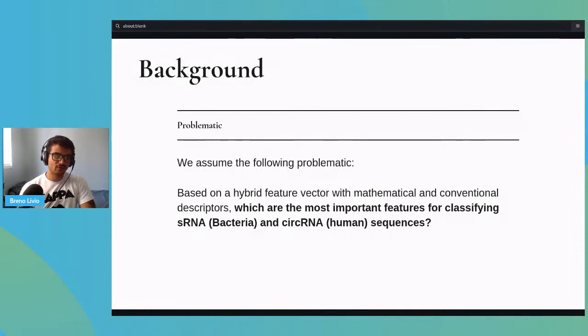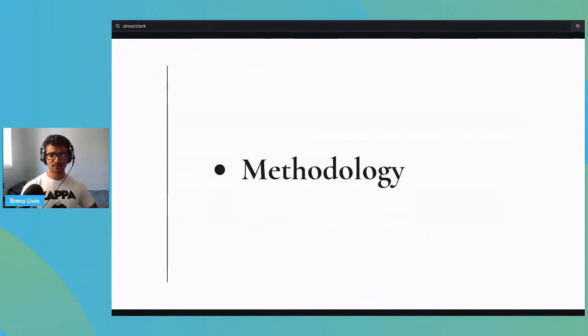Thereby, we assume the following problem: based on a hybrid feature vector with mathematical and conventional descriptors, which are the most important features for classifying sRNA and circRNA sequences? Our experimental results reported two contributions: a high predictive performance in both case studies, and the relevance of using the hybrid combination of mathematical and conventional descriptors. Let's then understand the methodology applied, which creates the general pipeline for our machine learning classification task.